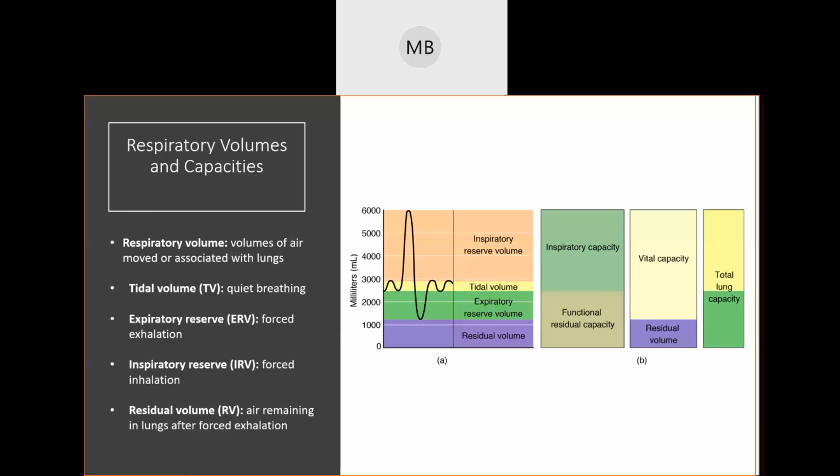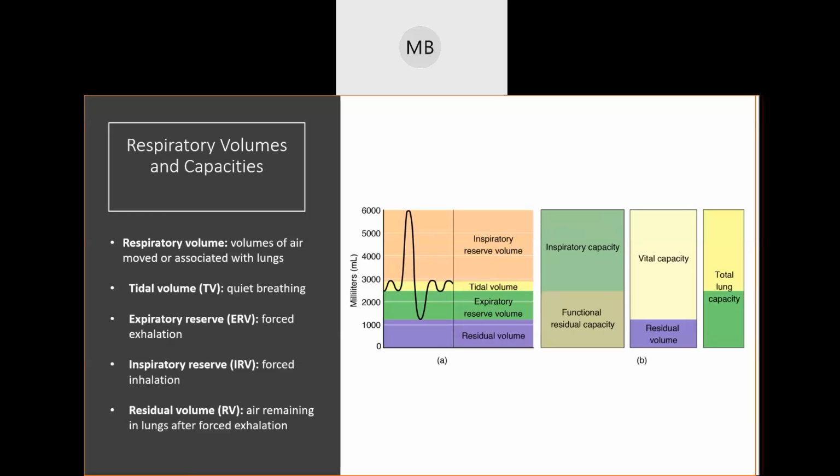So, something called your inspiratory capacity. Inspiratory is breathing in, right? So this is the full capacity of how much you are physically capable of breathing in. This is the maximum amount of air that can be inspired or breathed in after a normal expiration. So your inspiratory capacity is going to be the tidal volume plus your inspiratory reserve volume. That's the total amount of air that you can physically breathe in.